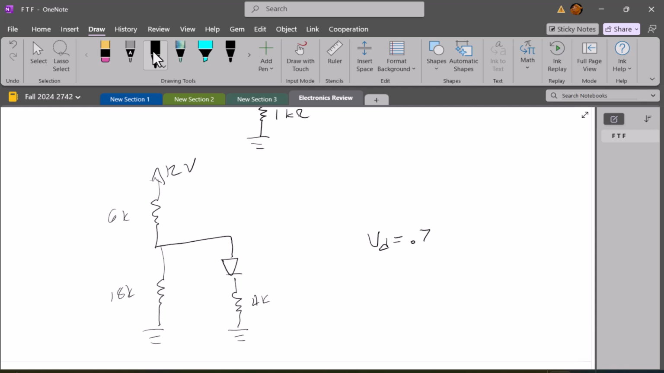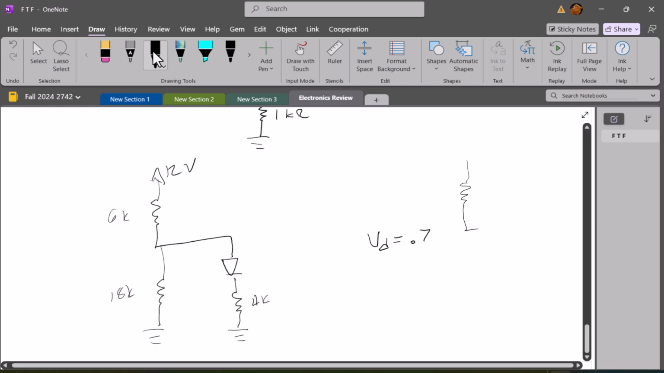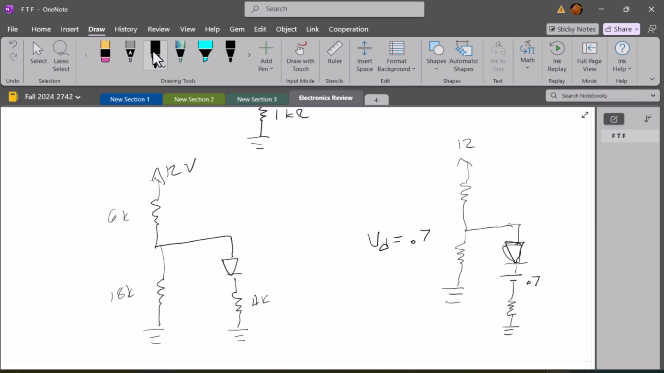And one way to do this is, let's see, I have my notes. One way to do this is to actually just redraw it if you find it helpful, and I do. To redraw it and say, okay, I'm going to assume I have an ideal diode now, and I have a voltage source of 0.7 volts.